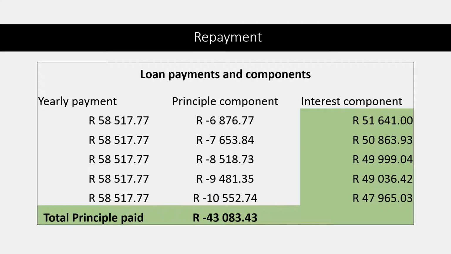And so when we look at the repayment of this loan, she pays about 58,000 Rand per year, and we can see the components of the repayment here, where we have the principal component and the interest component, where the interest component will be deducted from our income so that we can have a big tax benefit.